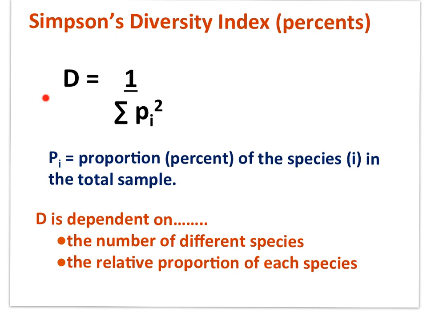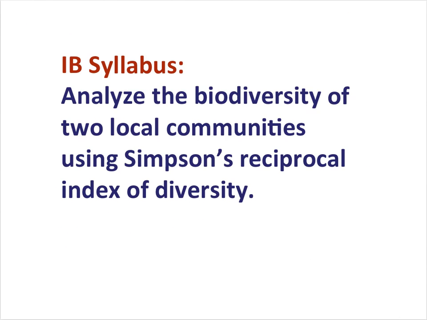This Simpson's diversity index formula is used when abundance data is collected as percent data. The index takes into account both number of different species, that's richness, and relative abundance of each species, that's evenness. So let's apply the Simpson's index. Here is the syllabus statement. Analyze the biodiversity of two local communities using Simpson's reciprocal index of diversity.